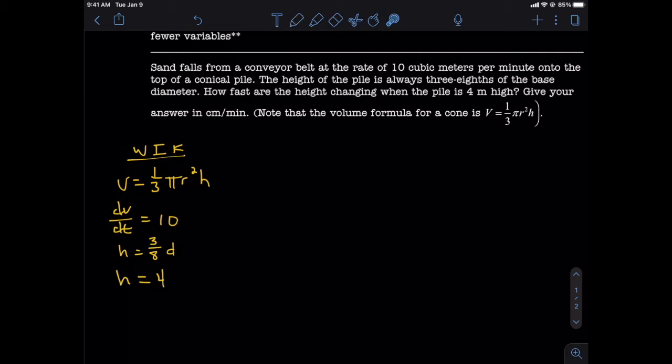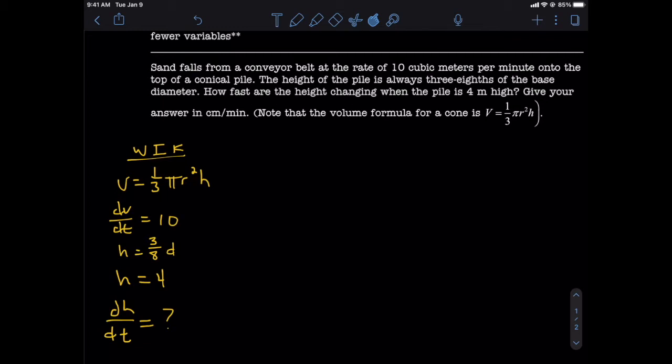What we're interested in finding is how fast the height is changing. In other words, this problem is asking us to identify what dh over dt is. What is the rate of change in the height? From here, what we would usually do is differentiate both sides of our equation with respect to t, and then we would plug in the values from the Wiktionary to solve for the unknown.